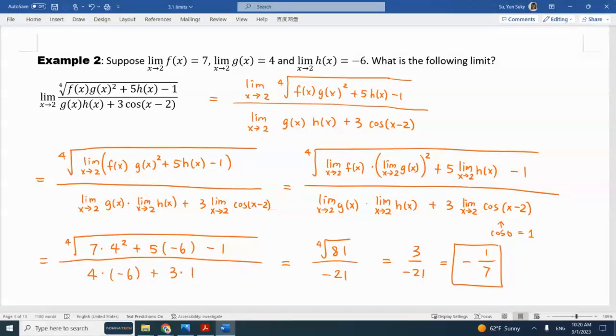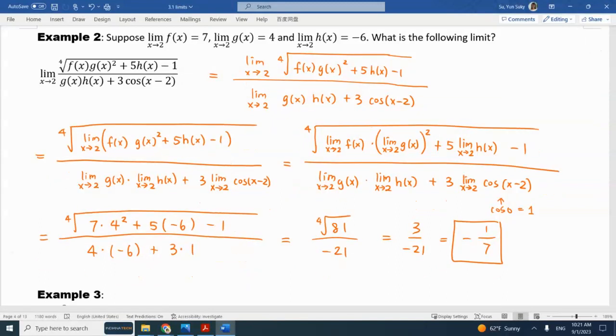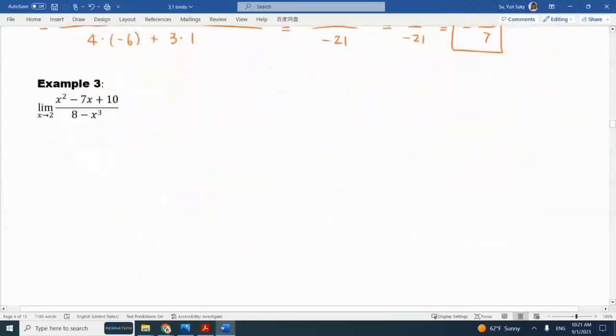And besides f, g, h, if you have some other functions like cosine, exponential function, log, or other trig functions or other polynomials, you just plug in the x's too in this case. Okay. Good. All right, that's example 2. Okay, now let's do more examples.